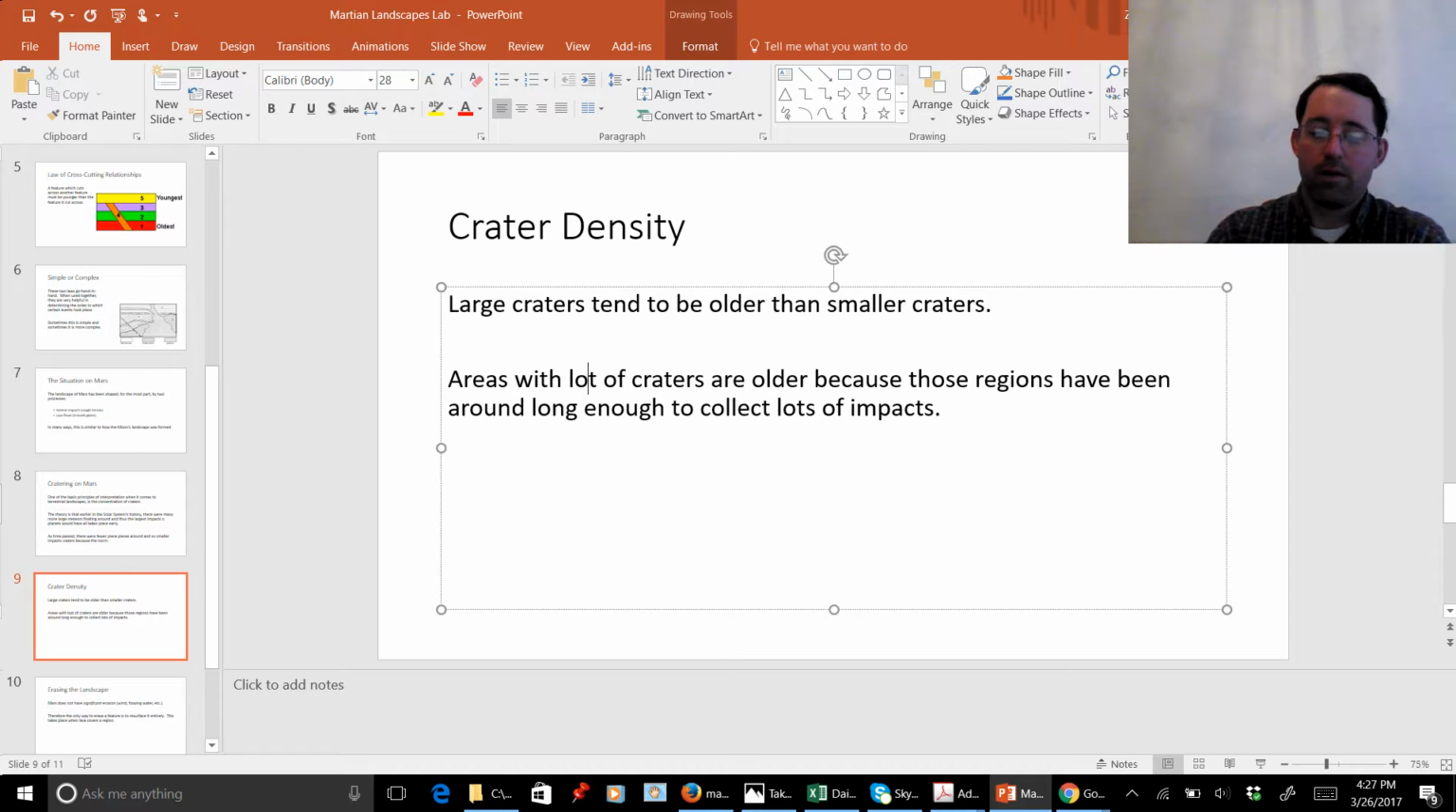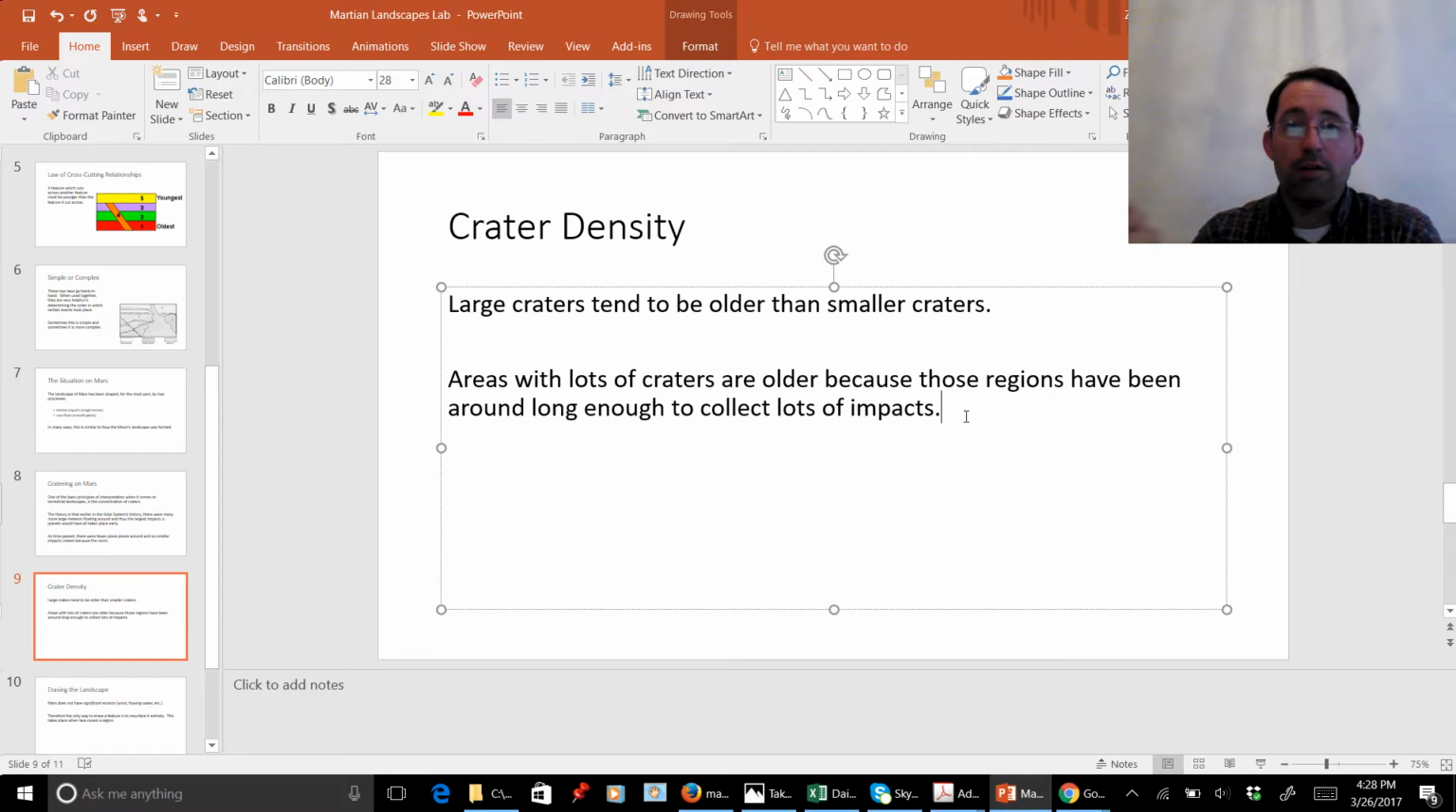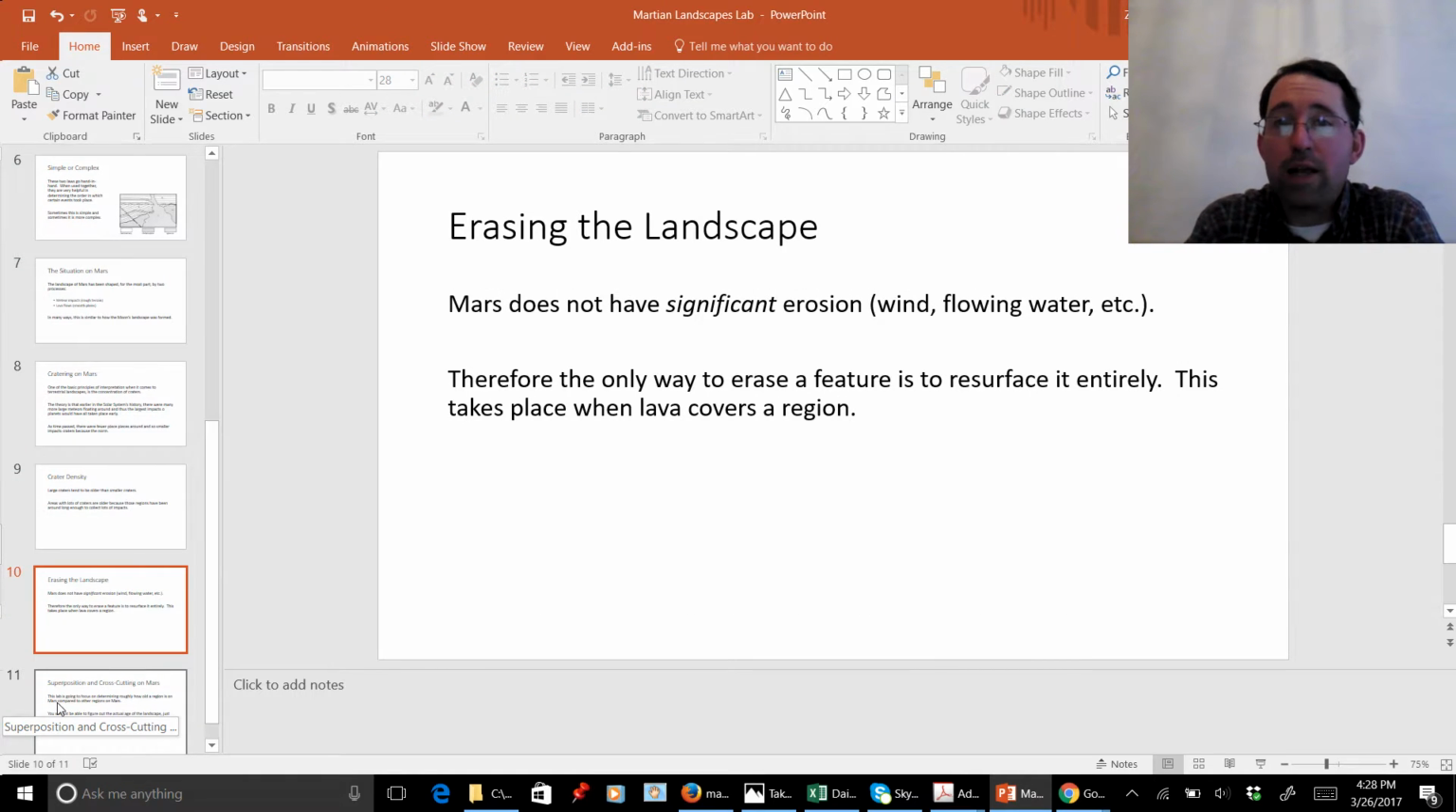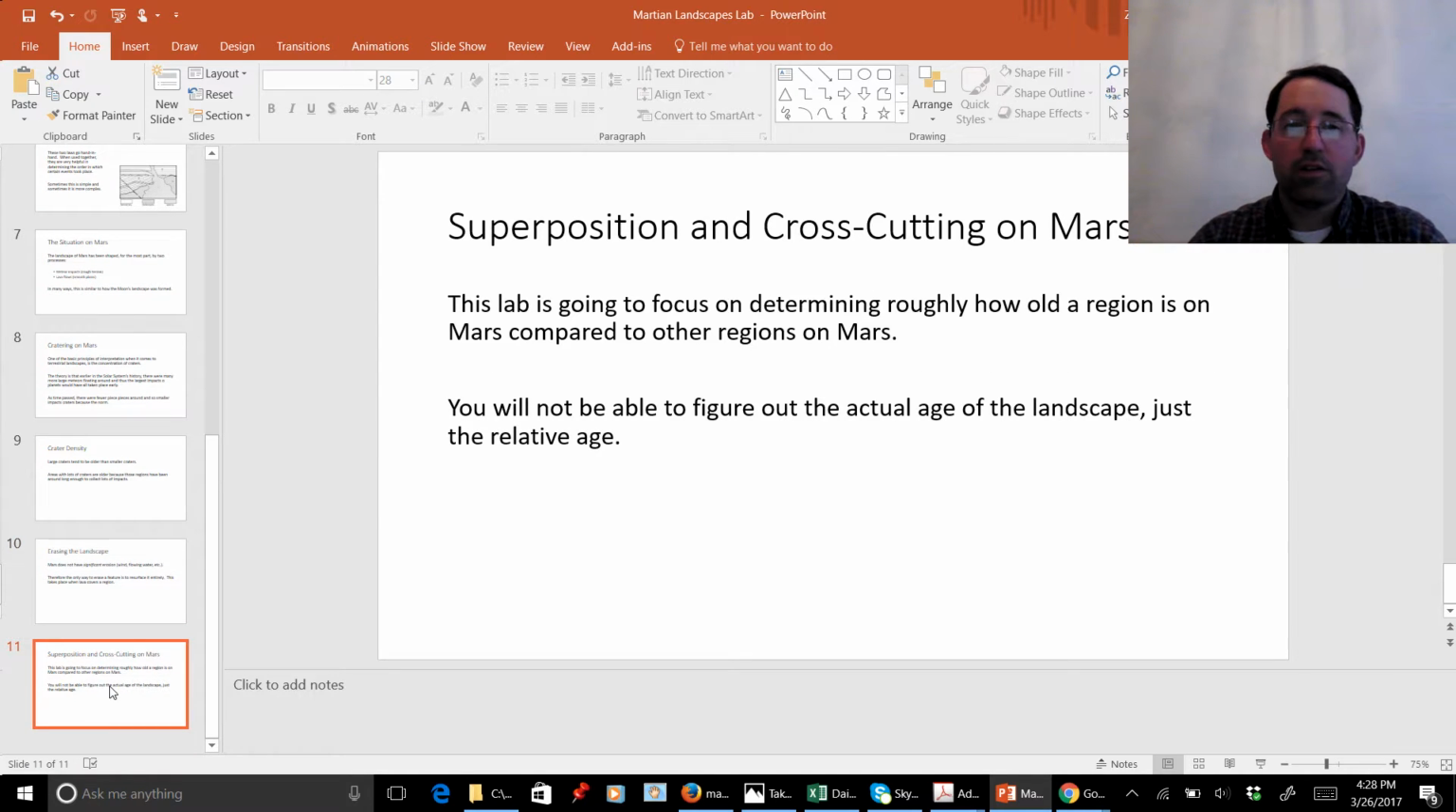Areas with lots of craters, Mr. Stockbridge's typos, are older because they've been around long enough that they've been beaten up a lot. Younger surfaces just haven't had as much time to take a beating as the older ones. The only way to create a new landscape is not through the things you see on Earth, erosion and so forth. We don't see that. The only way to really do it is for lava to come and completely recoat a region. We're going to see that in just a second.